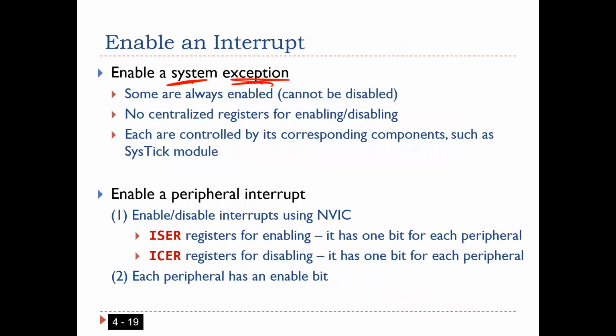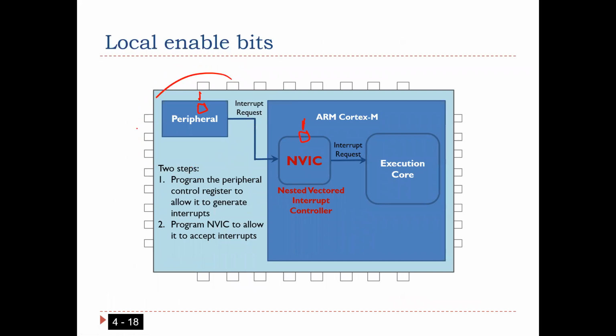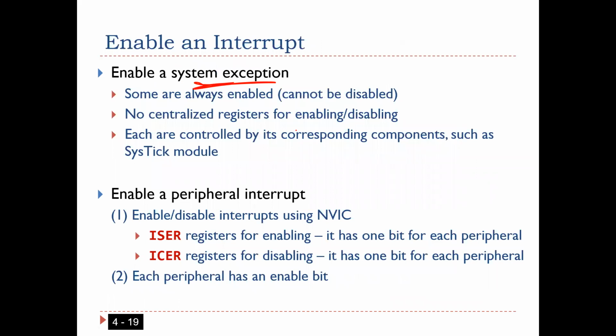So in case you have a system exception, you have only one bit here, but you don't have one bit here. Is that okay? In case of a peripheral, you're going to have two bits, one here and one here. Is that okay? And you have to enable both. However, in case of system exception, I'm only going to teach system exceptions, in this case we have only 1 bit instead of 2 bits.